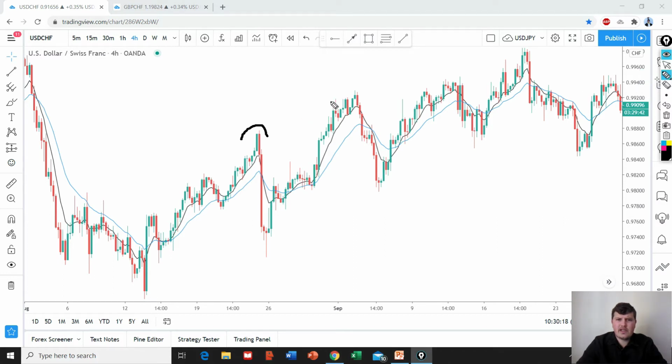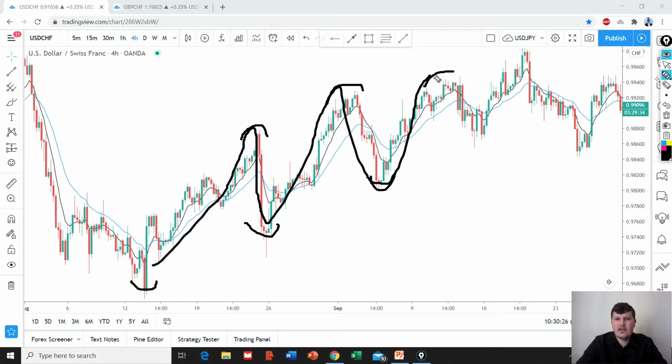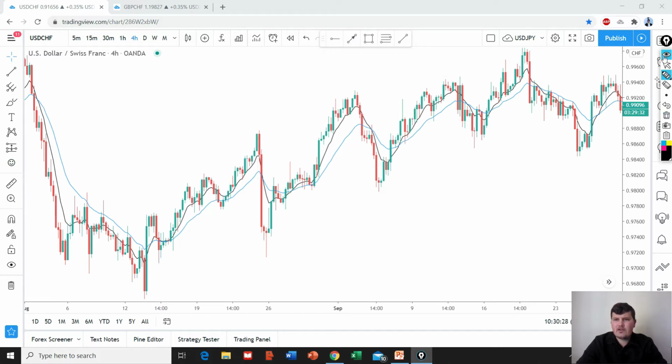Now, as you can see with this chart, you probably noticed that this over here is an uptrend because the market is making higher highs and higher lows. So that is a clear indication of an uptrend, as well as you can see the moving averages, this black and blue line, are all going upwards. So those are two indications that we are in an uptrend.